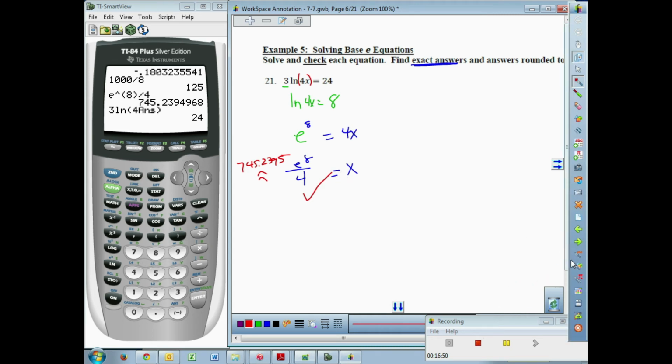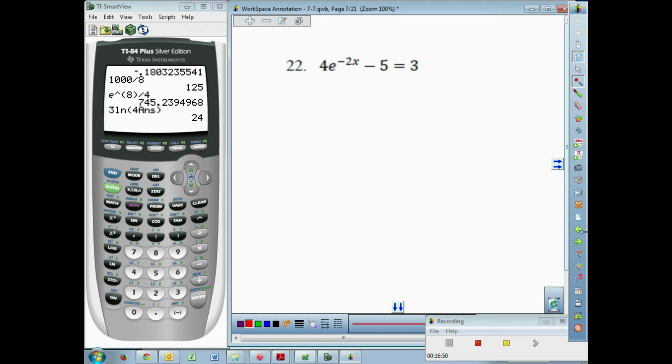Next. Where's x at? In the exponent. That means we want to get e to whatever that is all by itself. What would you do first to get that all by itself? Add 5 to both sides. So 4e to the negative 2x equals 8. Rock and roll. Divide by 4. e to the negative 2x equals 2.